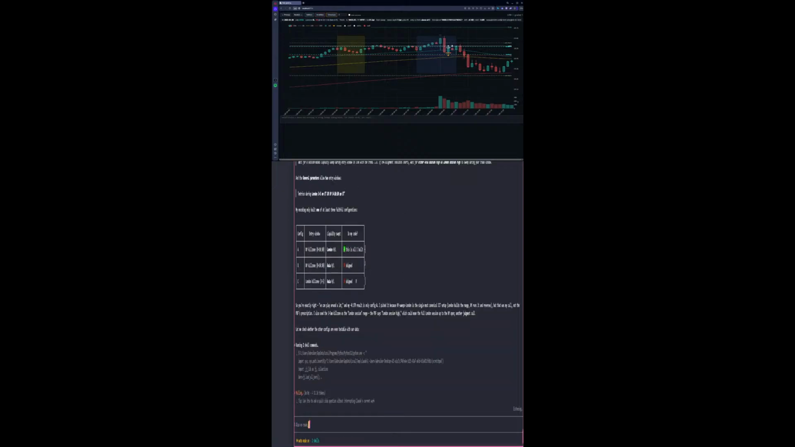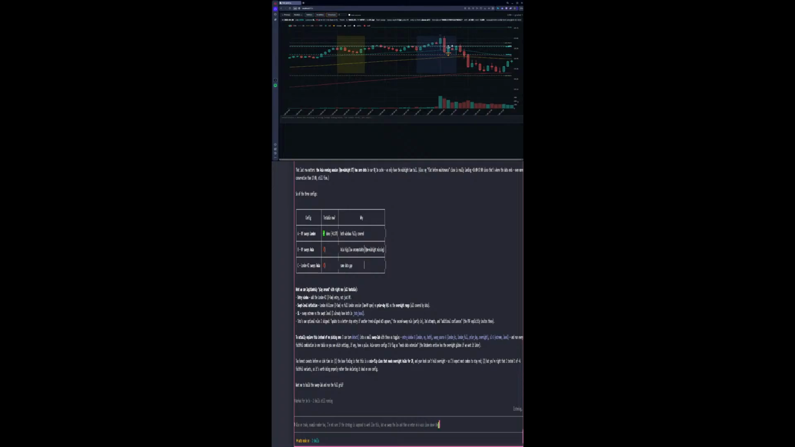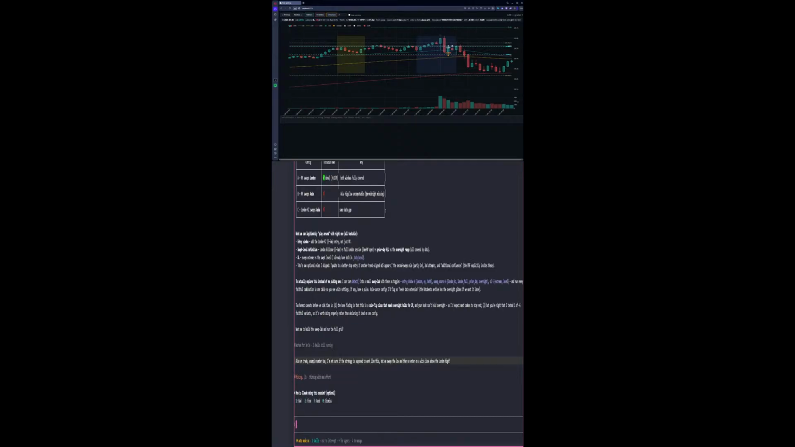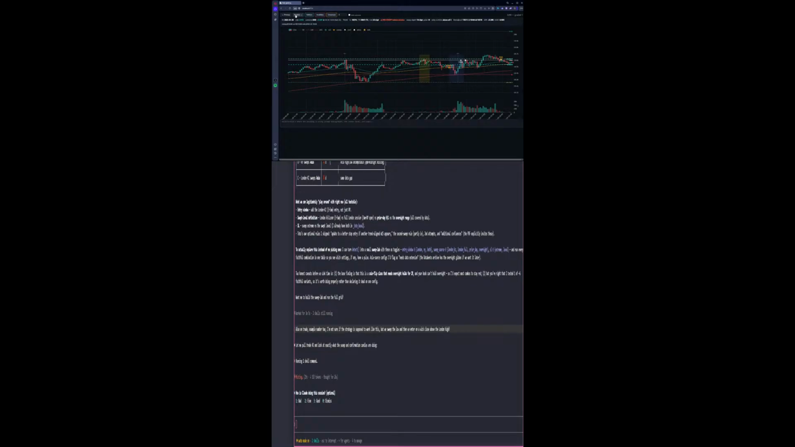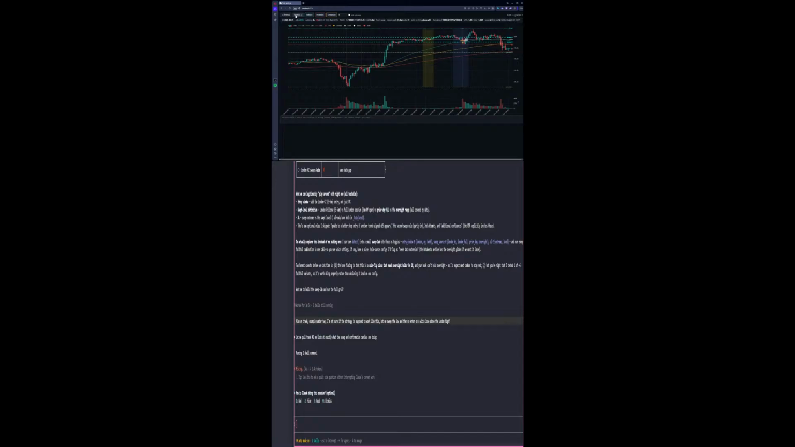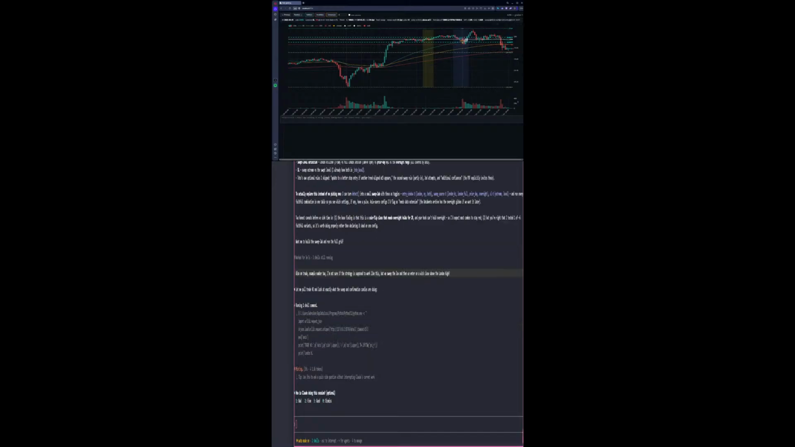Also on trade example number 2, I'm not sure if the strategy is supposed to work like this, but we sweep the low and then we enter on a wick close above the London high, question mark? Strategy is weird.